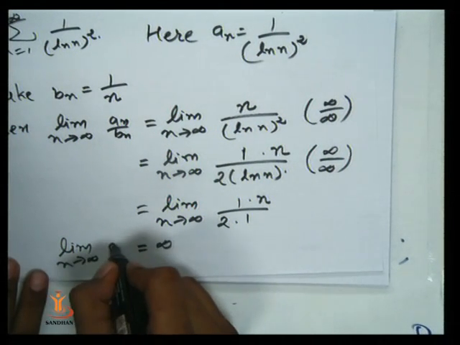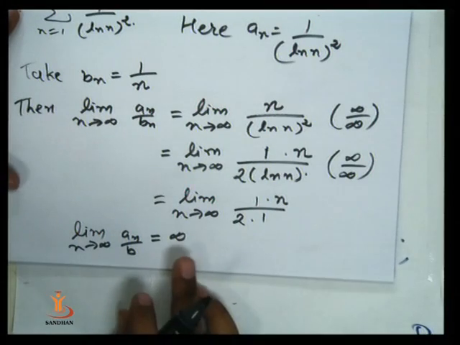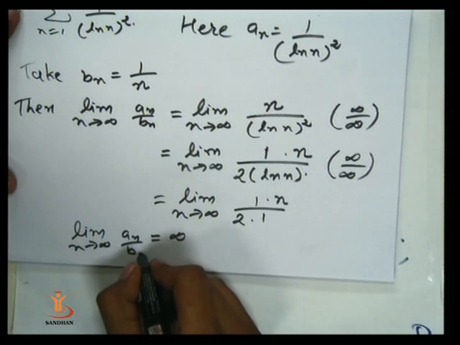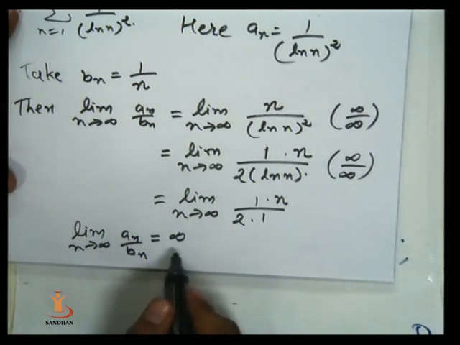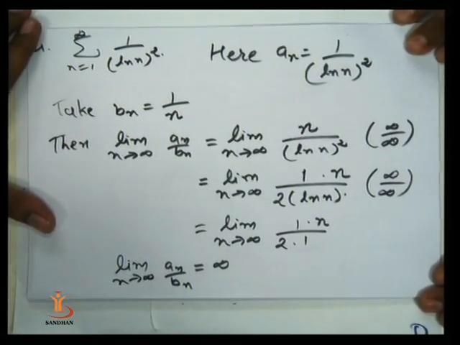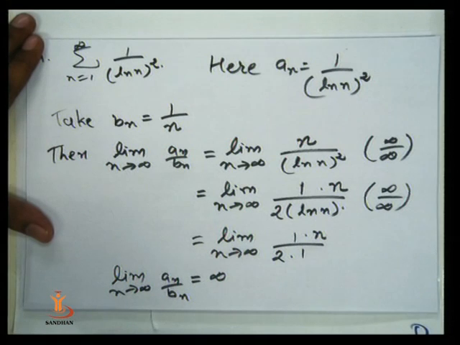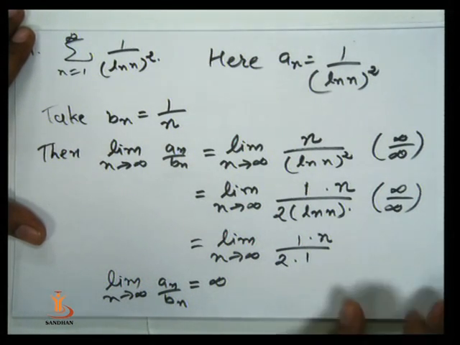Limit of an upon bn is equal to infinity, right? So by using the third result, that is, if we have the limit equal to infinity and bn is a convergent series, then summation an converges, right?